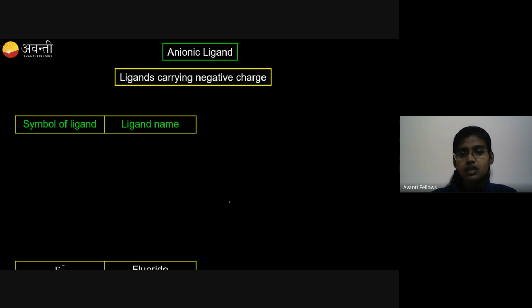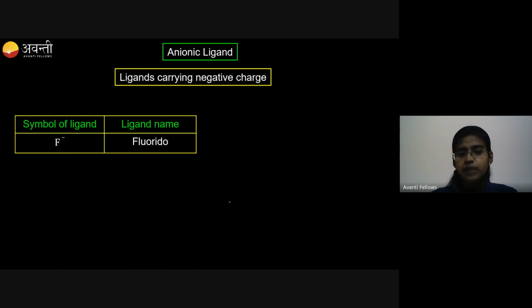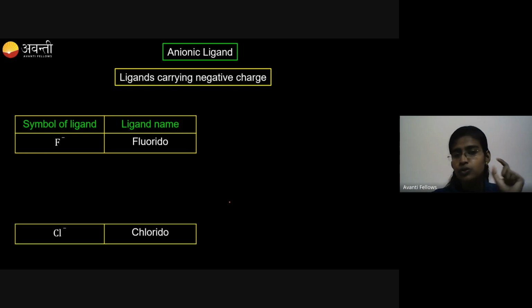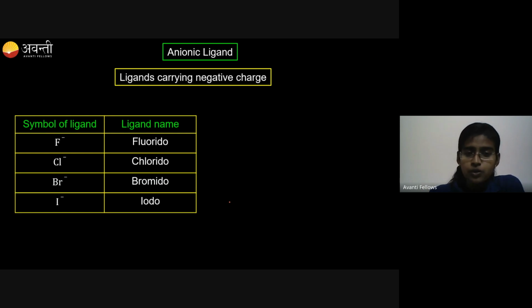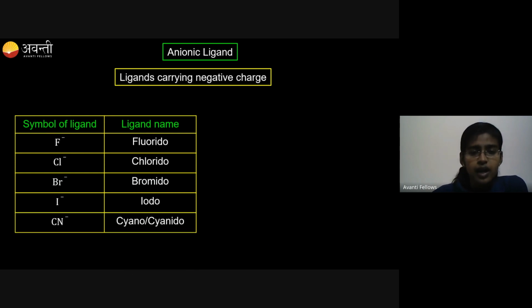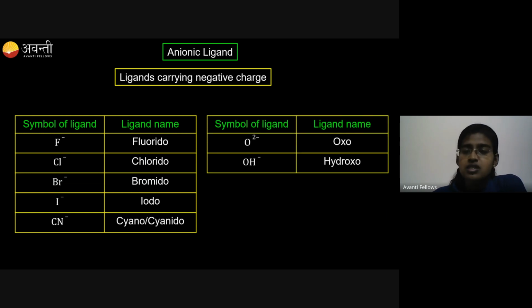First, let me move on to the anionic ligands. The ligands carrying negative charge are called anionic. The first one is F minus, called fluorido. Cl minus, chlorido. Br minus is bromido. And I minus is called iodo. CN minus is called cyano or cyanido. O2 minus is oxo. That oxo ligand is very rare. And OH minus is hydroxo.